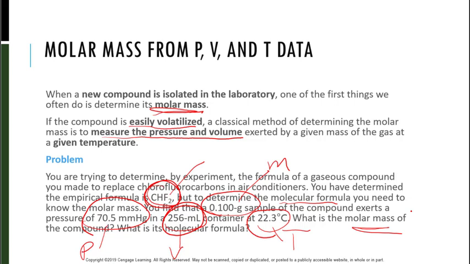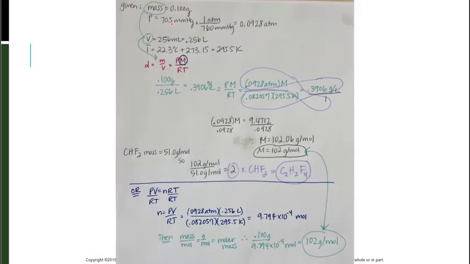First, we've got some unit conversions to do. We were given our mass, yes. We were given a pressure in millimeters of mercury. I put it into atmospheres. We were given a volume in milliliters. I converted it to liters. Temperature in Celsius, I turned it to Kelvin.